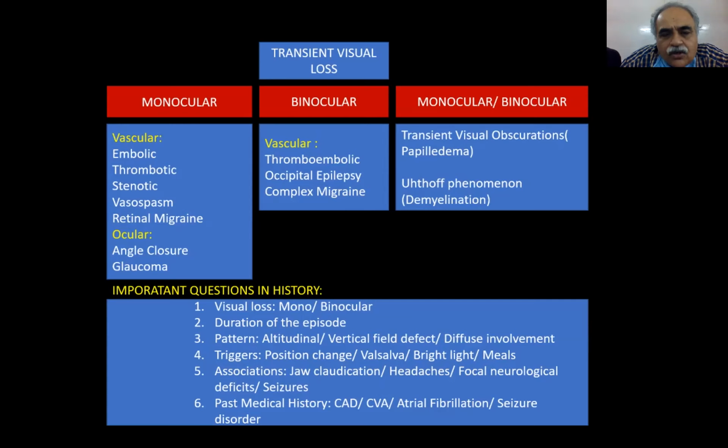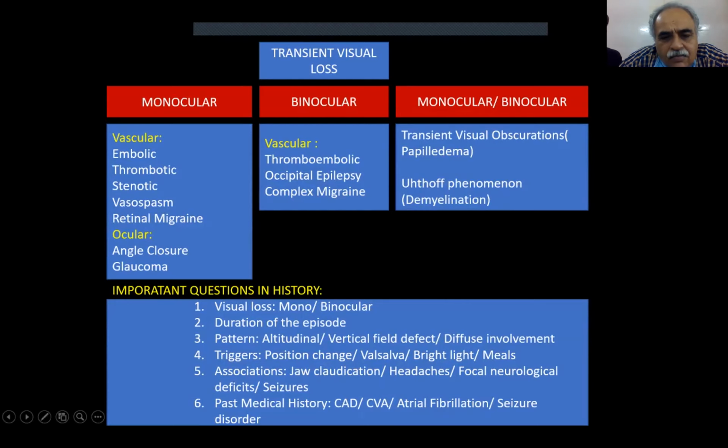Now, transient visual loss can again be monocular or can be binocular. If it is monocular transient visual loss, you're looking at an entity called amaurosis fugax. Now, please remember, all amaurosis fugax is atherosclerotic unless proved otherwise.